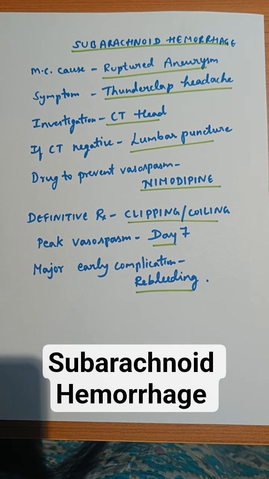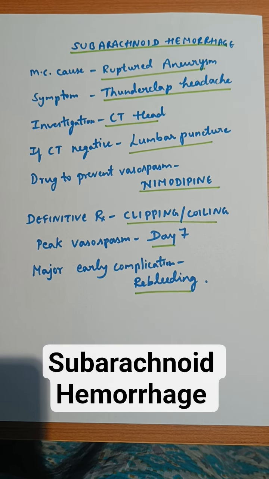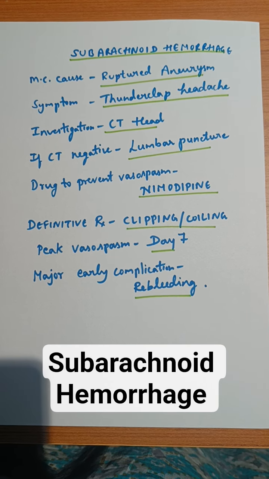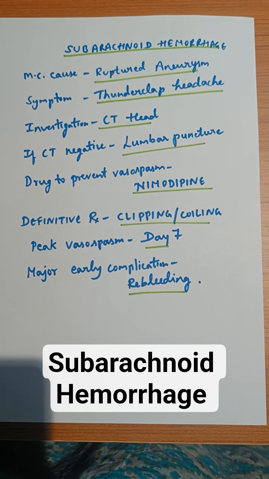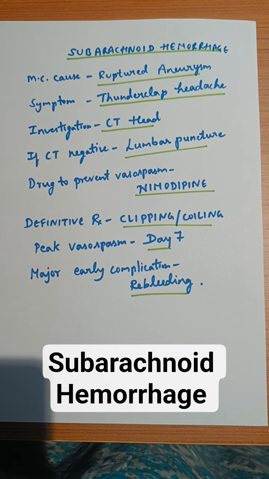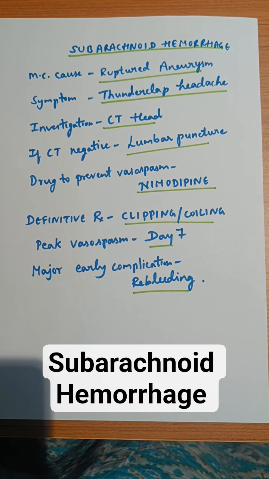Hello everyone. This video is meant for a quick exam revision which will focus on one of the most important topics, that is subarachnoid hemorrhage. What exactly is subarachnoid hemorrhage? It's a type of hemorrhagic stroke that occurs when the blood accumulates in the subarachnoid space.